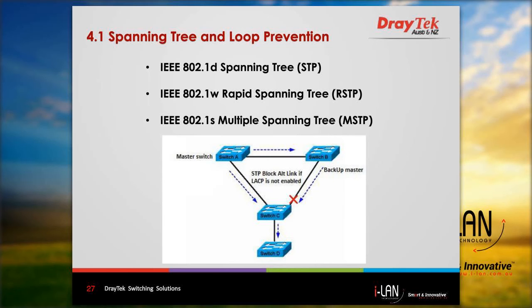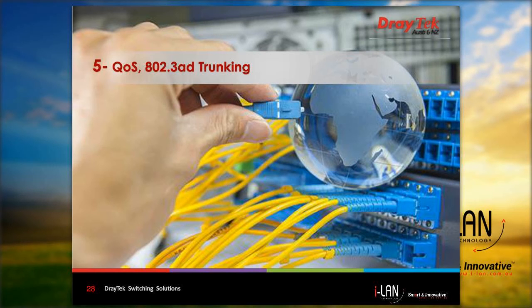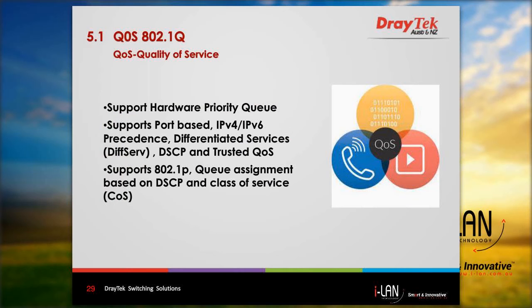So now I'll just go over to the next topic, which is the quality of service and 802.3AD trunking feature. So the quality of service feature supports hardware priority queue, port-based IP version 4 and IP version 6 precedence, differentiated services, that's the DiffServ and DSCP, and trusted QoS, and also 802.1p queue assignment. It's based on DSCP and class of service.